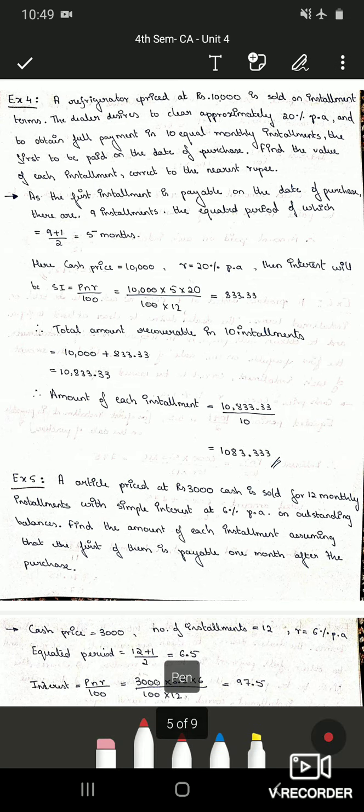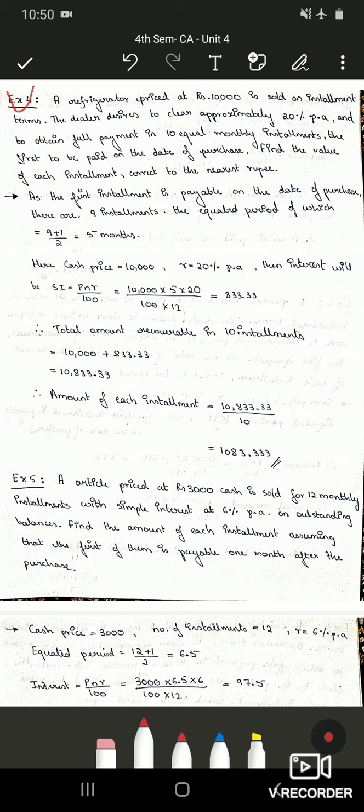So the fourth problem is a refrigerator priced at rupees 10,000 is sold on installment terms. The dealer desires to clear approximately 20% per annum and to obtain full payment in 10 equal monthly installments. The first to be paid on the date of purchase. Find the value of each installment correct to the nearest rupee.